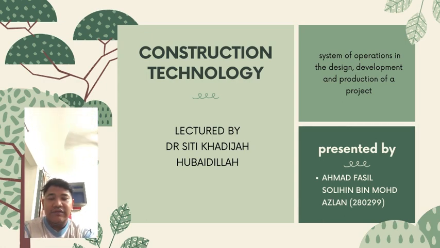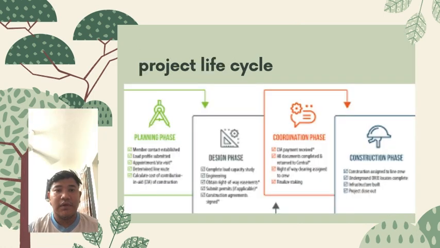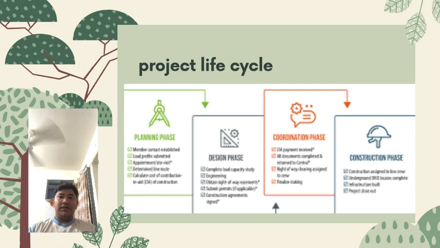Matric number 280299. Today I'm going to explain about the system of operation in the design, development, and production of a project in construction technology. In construction technology, we have a project life cycle, activities involved during a construction project, key players, project planning and controlling, and keys for a successful contract.